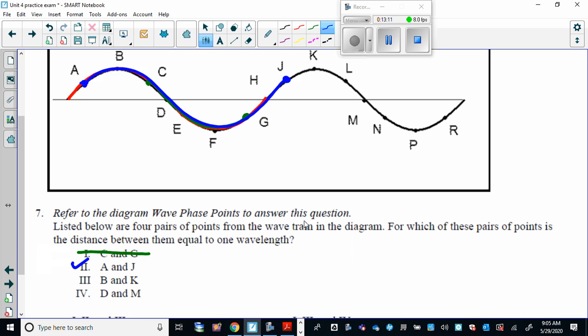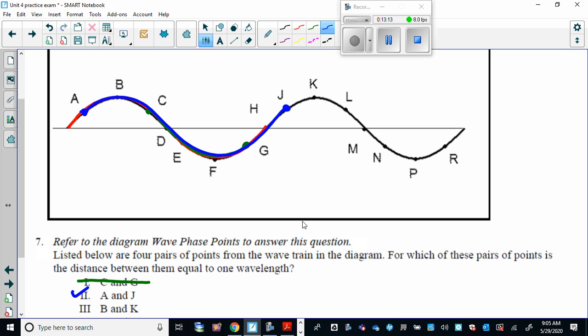What else? B to K. Run out of colors. B, let's go green. So we're starting at this crest here, at the top of the crest. That means to make a full wavelength, we must get back to the top of a crest. Yep, check mark by that one. That is also one full wavelength.